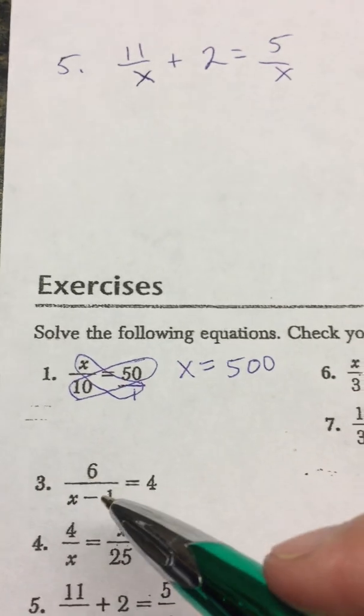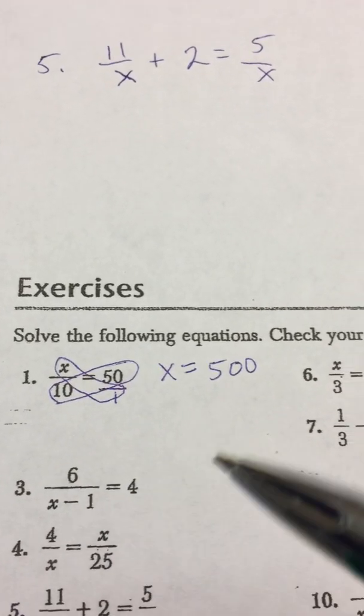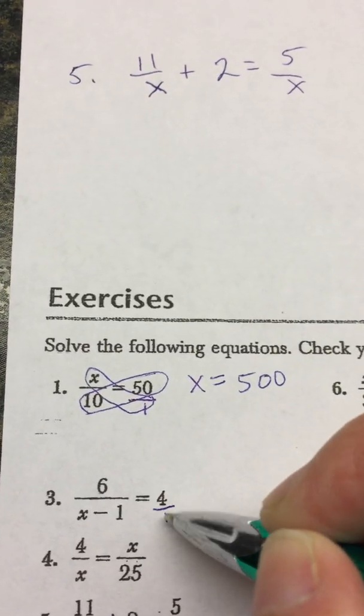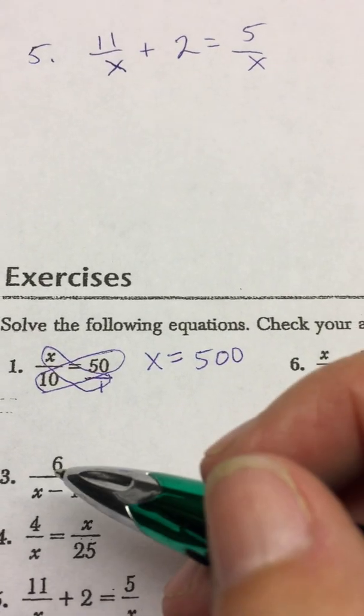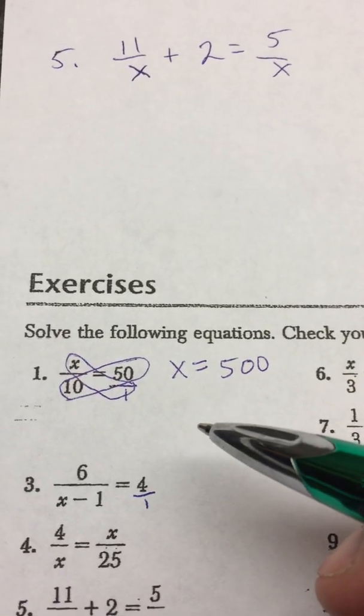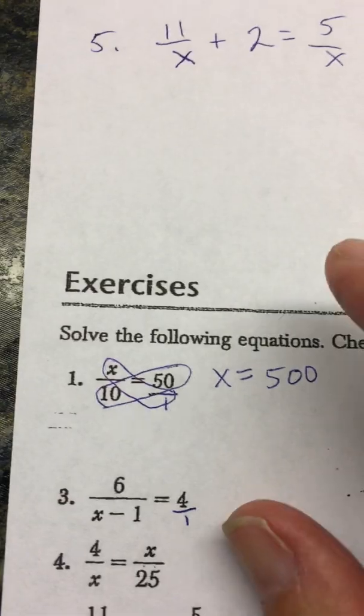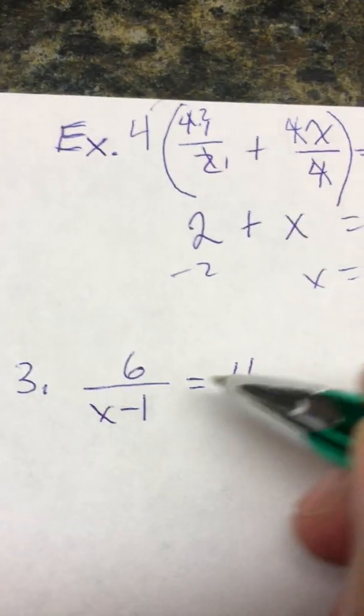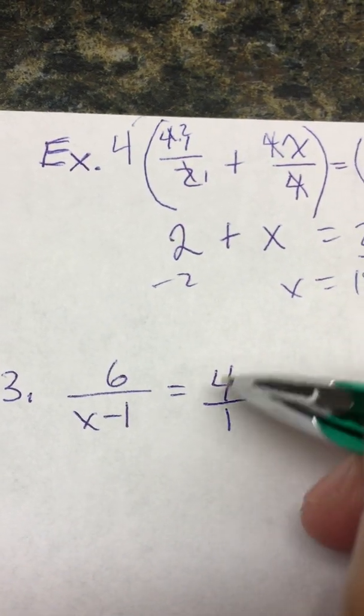Okay. Number 3, is this a fraction equal to what could be a fraction? Because I can make a whole number into a fraction. So if this is a fraction equal to a fraction, we're going to make it into a proportion. We're just going to cross multiply this thing. And I've got this one set up here where we can do this one, where we have some more room. So I made that whole number into a fraction.